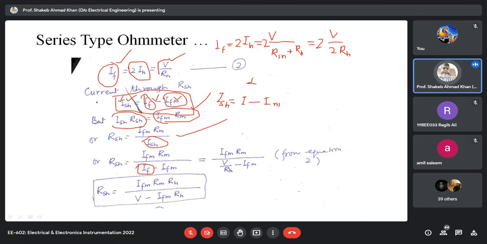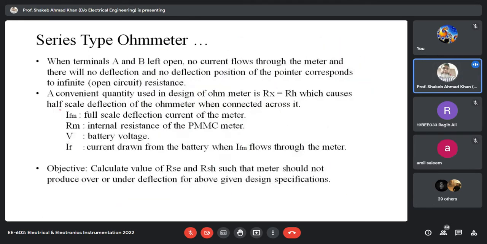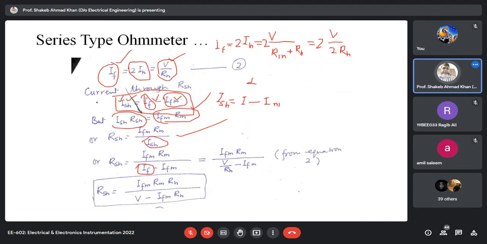Why are we doing all these things? Because if you look at this equation, there are many things you don't know. The only things you know are these parameters. So we want our RSH and RS expressions to be defined in terms of these design specifications, and that's what we are trying to do. And this is the design condition.